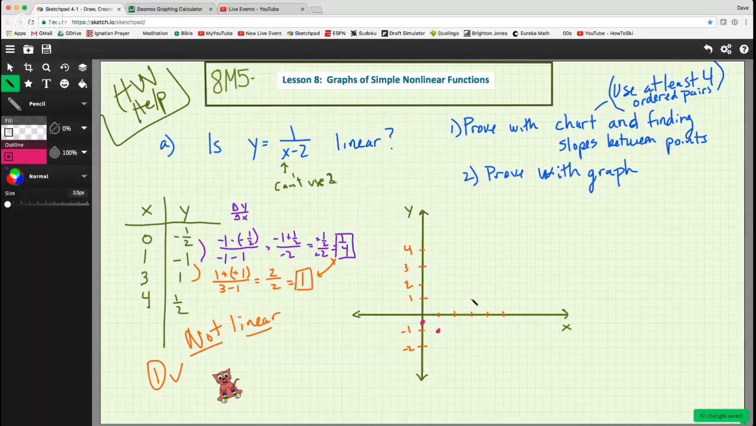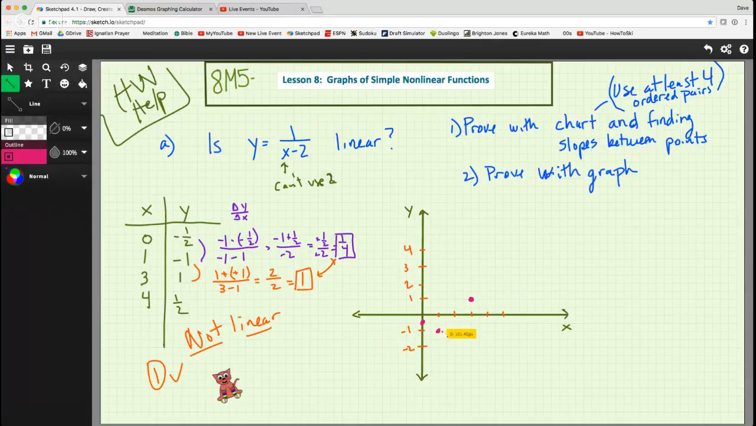3, 1, oh yeah, this is easy. 3, 1 is right here. And then 4, 1/2 is right here. Whoa, this is a crazy looking graph. Look at that. But there is definitely no line you can draw that puts everything on the same line if you just kind of look at it.